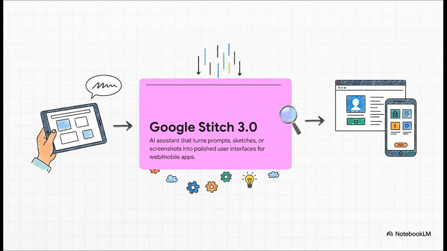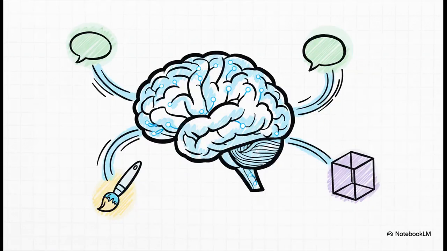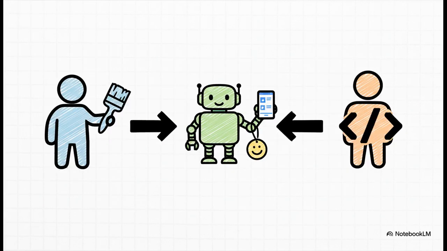So at its core, Stitch 3.0 is basically an AI assistant for making apps. You feed it an input, it could be a simple text prompt, a napkin sketch, even a screenshot of something you like, and it generates a polished, professional-looking user interface. It's a direct line from your imagination to a concrete design. And the engine driving all of this is Google's brand new Gemini 2.5 Pro model. Now, what that means is it's not just following some simple template. It's using a seriously powerful AI that understands context, what looks good, and how things should be structured to create genuinely high-quality designs.